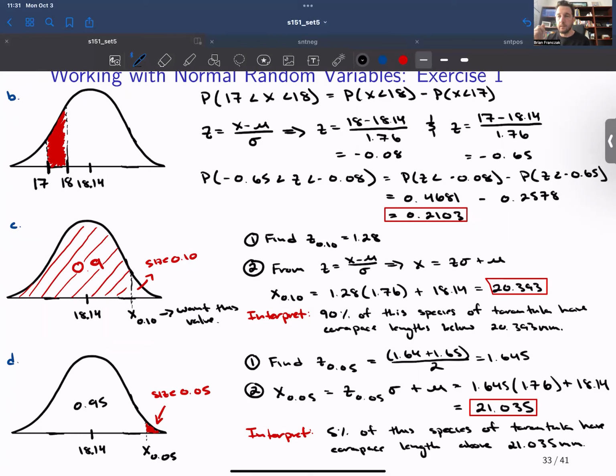In the second 2 problems, part C and part D, we went in the opposite direction. So we were looking for percentiles of the normal curve we're working with. In this case, you start by finding the percentile of the standard normal curve, and then you use the parameters of the normal curve that you're working with to convert that Z score back into the units of the problem.